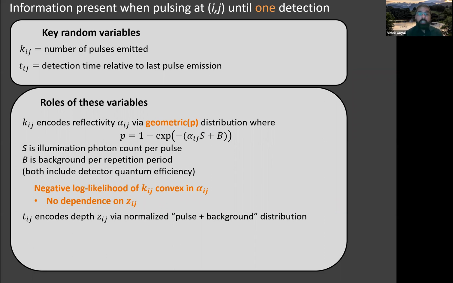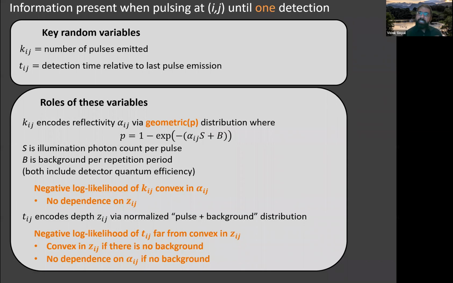We can hope that when we exploit some reasonable model of nearby pixels usually having similar depths and reflectivity, these observations are enough to solve an inverse problem for the depths and reflectivities. Nature has been kind to us in that the negative log likelihood of Kij is convex in alpha ij and has no dependence on Zij. Nature is less kind in the Tij distribution. If there were no noise, under reasonable approximations of laser pulse shape, we would have convexity of the negative log likelihood, but as it is, we do not have convexity.